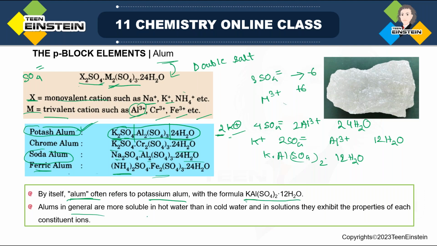Now alums in general are more soluble in hot water compared to cold water. And as I have said, the feature of double salt is that they exhibit the properties of all the constituent ions. So here the constituent ions are potassium plus, sulfate 2 minus, and aluminium 3 plus. Okay, and it looks like this, potash alum.